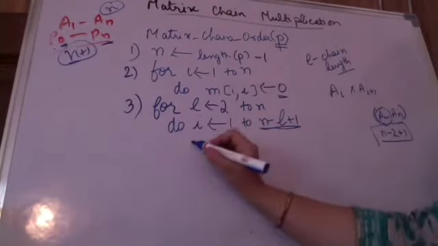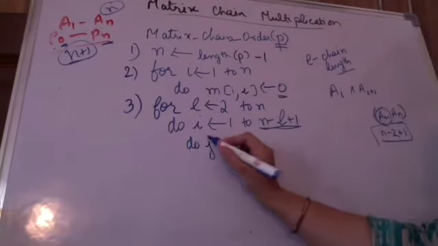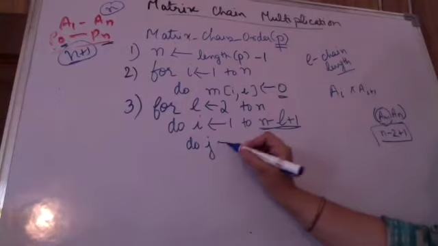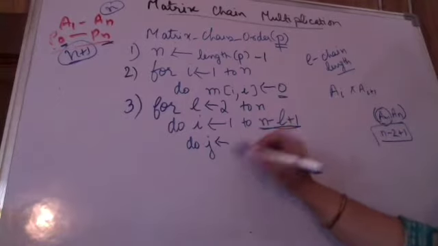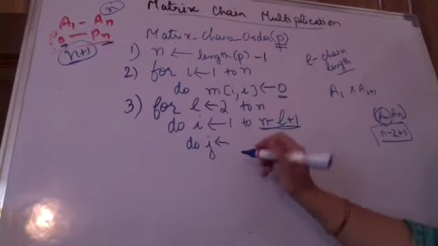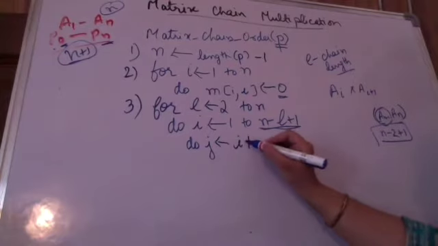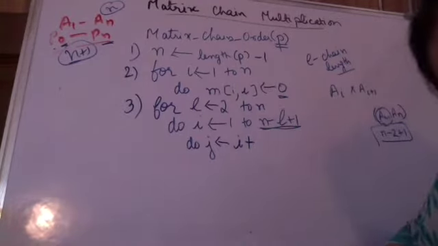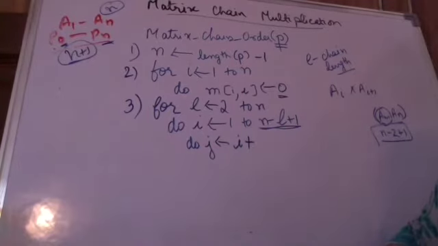Then I am running the next loop for j. One loop I ran for i, now we are working on j. Sorry, this is not a loop, I am initializing j to be i plus something. What should be the value of j? If my chain length is L and I am beginning the chain with i, what should be the value of j?